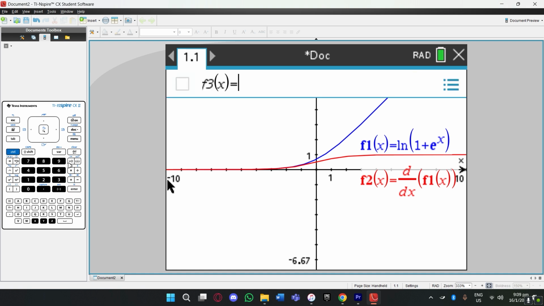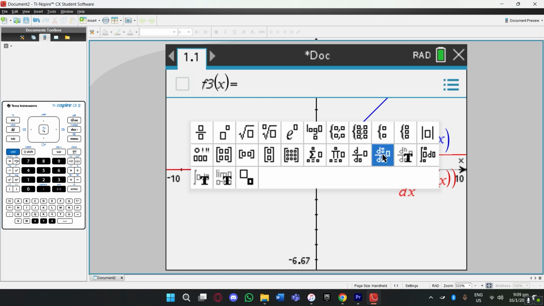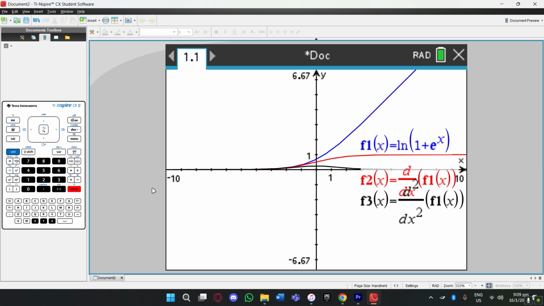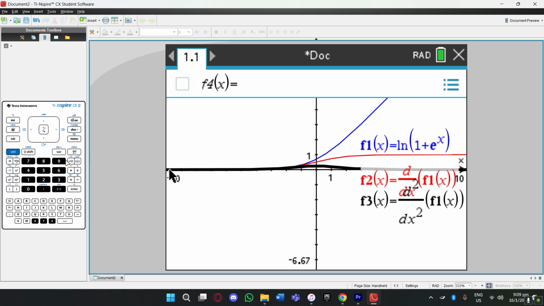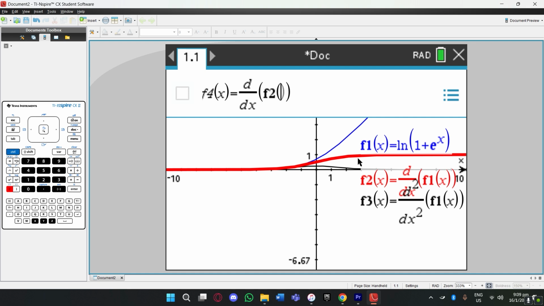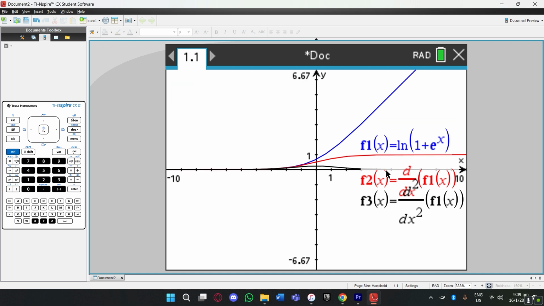Now to find the graph of the second derivative, come over here to this button again and press d2 over dx squared of f1(x). And press enter. Keep in mind, you cannot press d over dx of f2(x). If you want to differentiate this f2(x) over here, this will not work. It will not give you anything. So don't do that. Only use d over dx or d2 over dx squared of the original function.